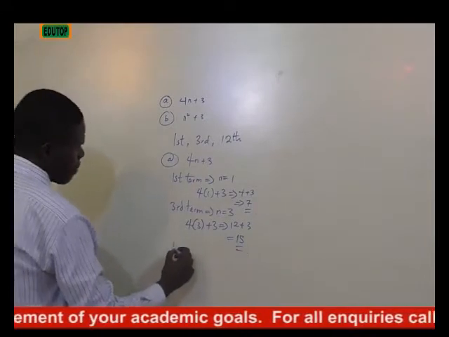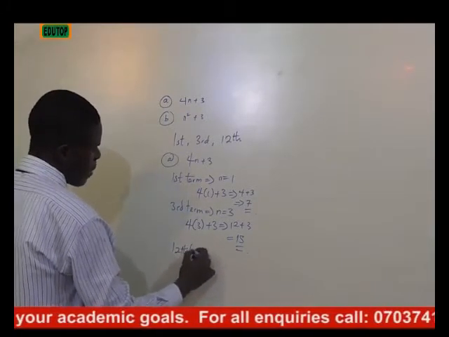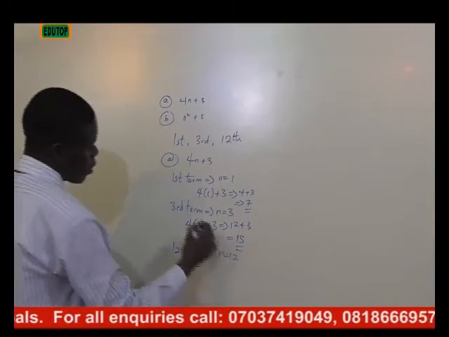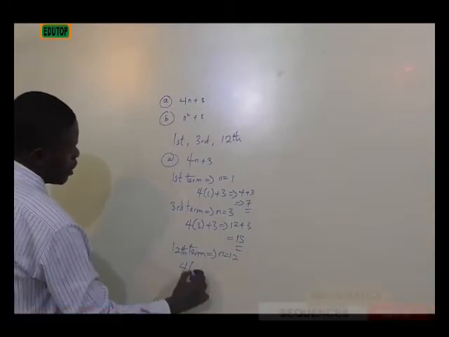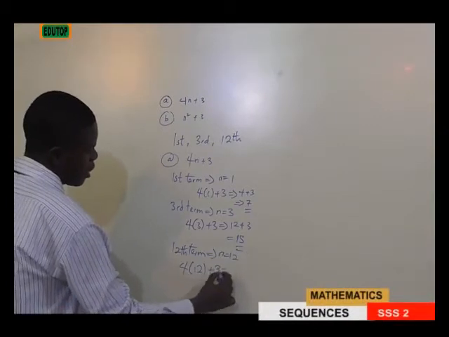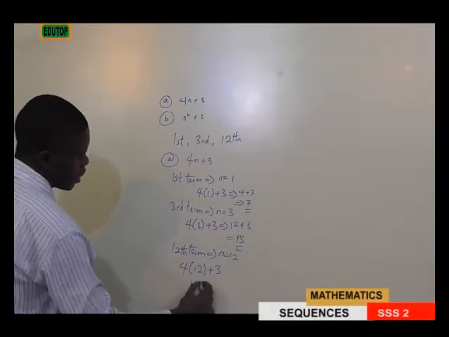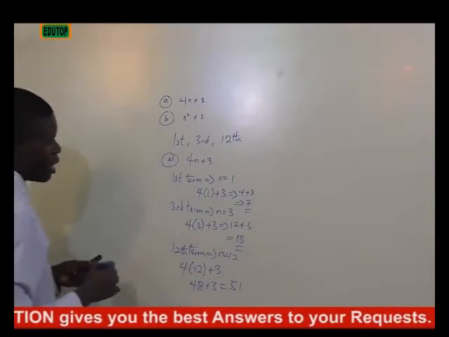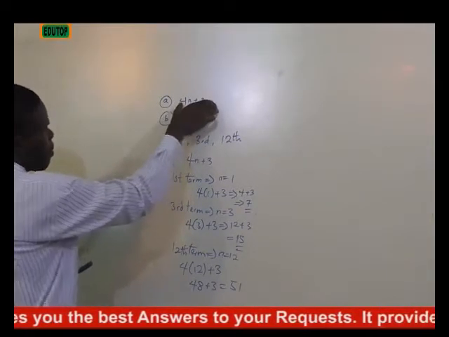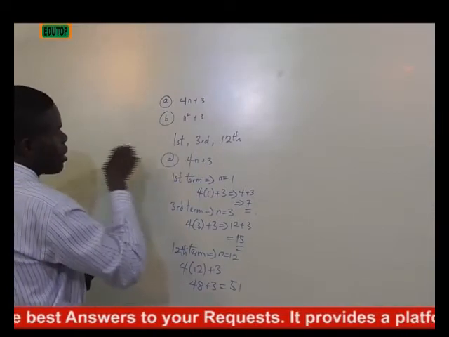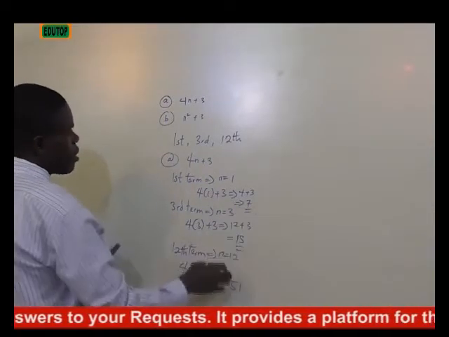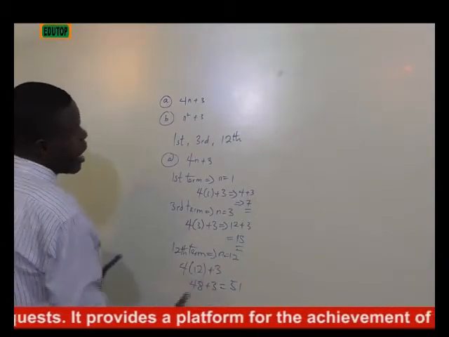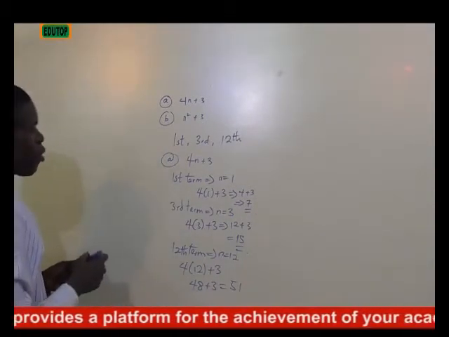Then for the 12th term, where your n is equal to 12, automatically that will be 4 into 12 plus 3. 4 times 12, that is 48 plus 3, and that gives 51. So that means for this particular nth term, the first term is 7. The third term is 15, while the 12th term is 51.